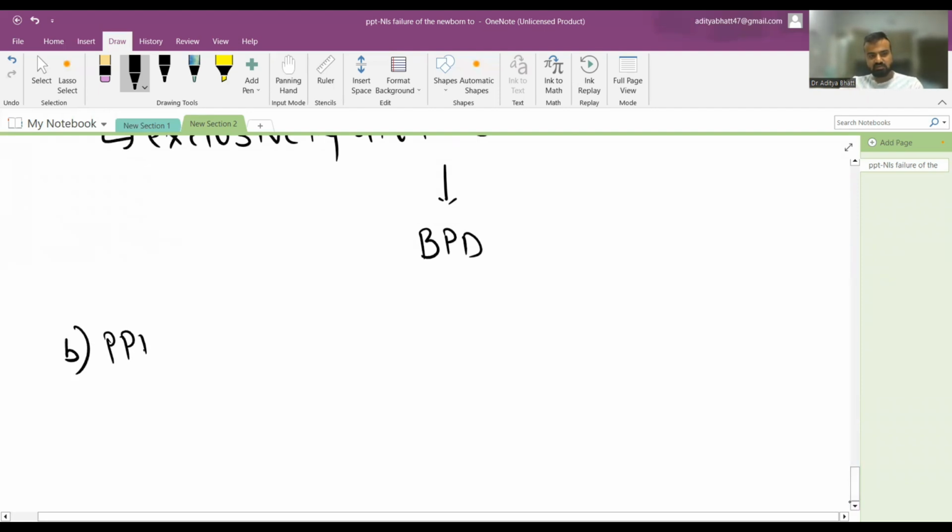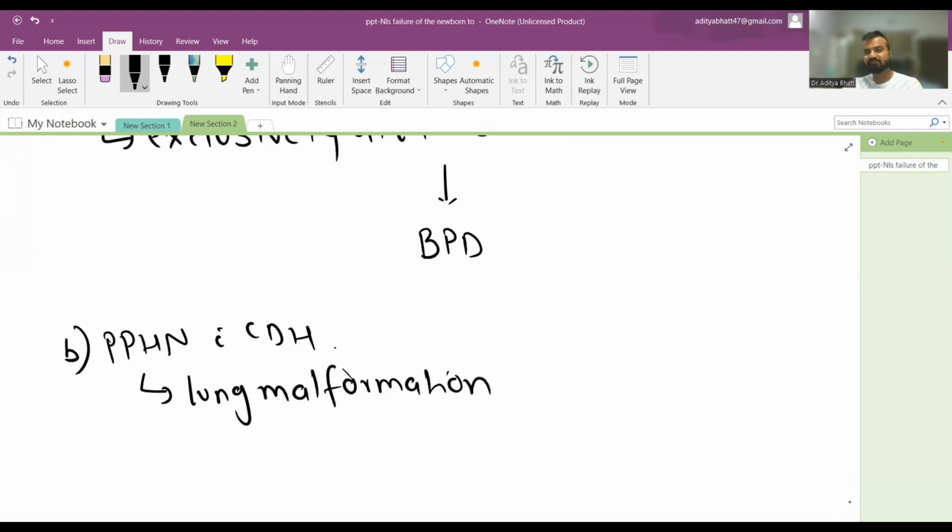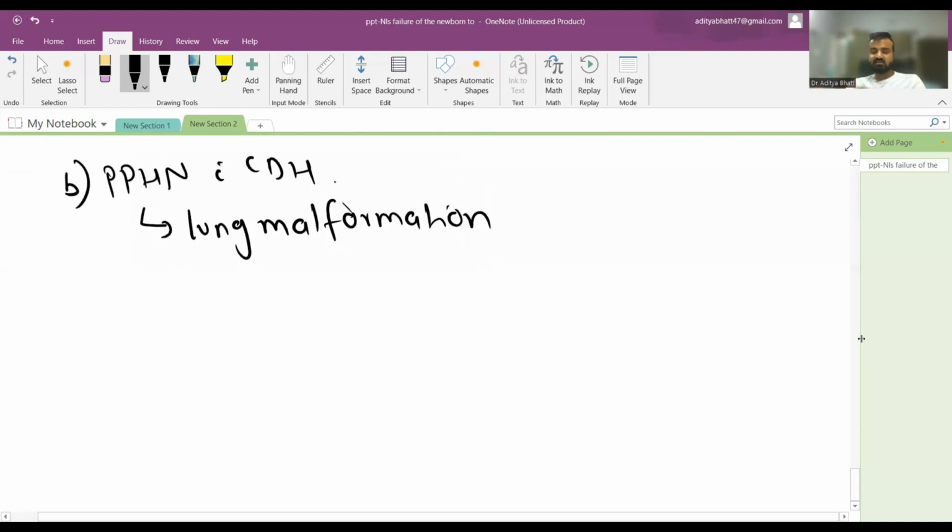Second is PPHN with CDH, congenital diaphragmatic hernia. A mega lecture on congenital diaphragmatic hernia is in the pipeline, and it will be here in 1 or 2 weeks. So you have to understand that in CDH, PPHN occurs due to lung malformation. There is also malformation of the arteries and the vasculature of the lungs due to CDH, and this is why this all happens. There is lung hypoplasia. PPHN in CDH is actually a very resistant one and is difficult to treat compared to the other ones.